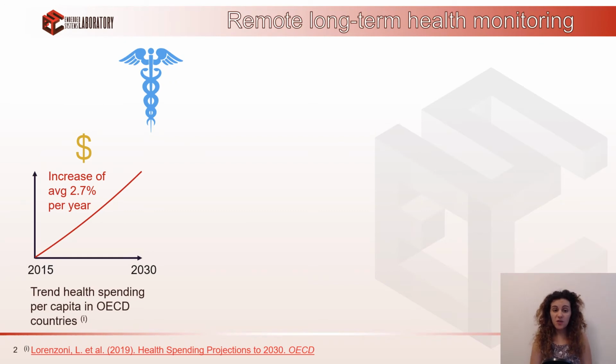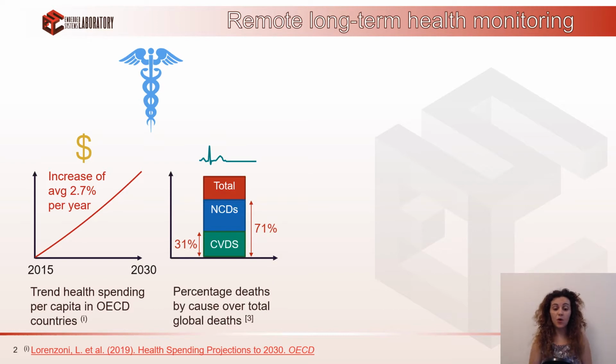Recent projections of healthcare spending per capita show an increasing trend with an average of 2.7% per year expected by 2030. This is due mostly to population aging and an increased incidence of non-communicable diseases that cause around 71% of global mortality. Within NCDs, cardiovascular diseases are the major cause of death, representing 31% of the global mortality.